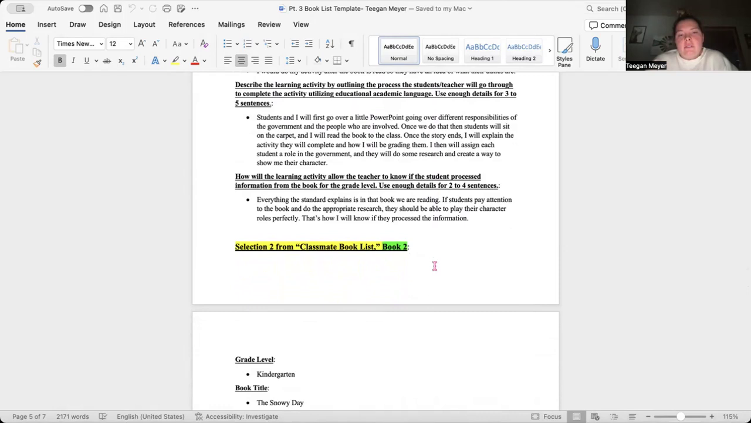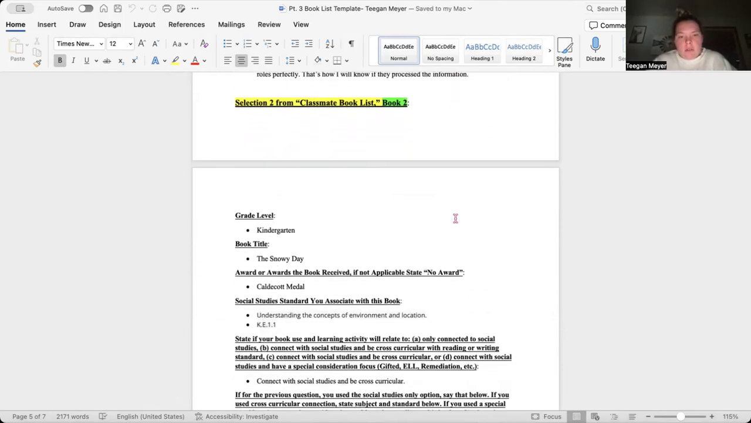Before we do that activity, I actually will have a PowerPoint going over different responsibilities of the government just so the students understand. But once we read the book and do the PowerPoint, the students should have a pretty good idea, and they're going to be doing research on their own. So, there's that one.